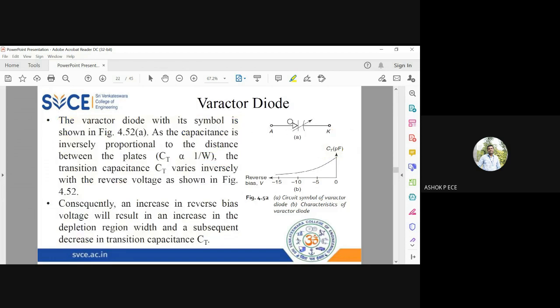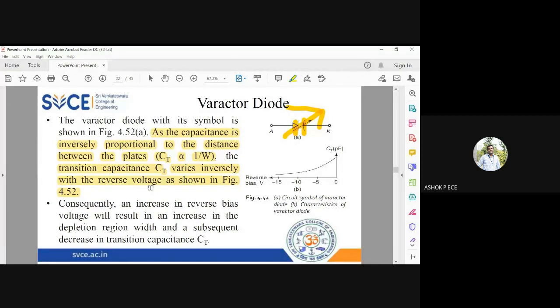The Varactor diode symbol is shown. See, this is your conventional diode symbol. Additionally, you have a capacitor, and this arrow mark indicates it's a variable capacitor. The arrow mark indicates my capacitance can be varied as I increase or decrease my reverse bias voltage. Capacitance is proportional to 1 by W, where W is the width of the depletion region. So capacitance varies inversely with reverse voltage. As the reverse voltage applied to the junction keeps increasing, the capacitance starts decreasing.